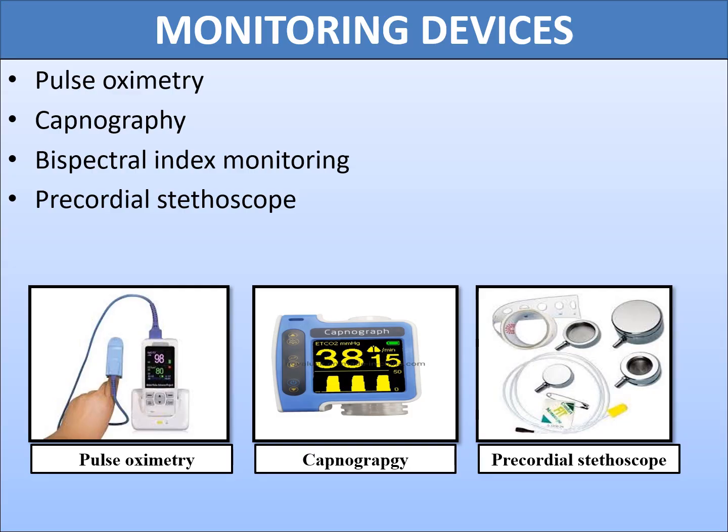These are the monitoring devices, like pulse oximeter, capnography, bispectral monitoring, and precordial stethoscope. Precordial stethoscope is used to listen to the tracheal sound, whether the patient is breathing or not.